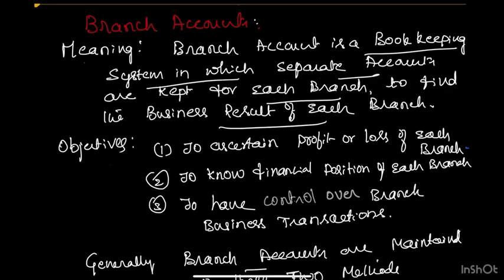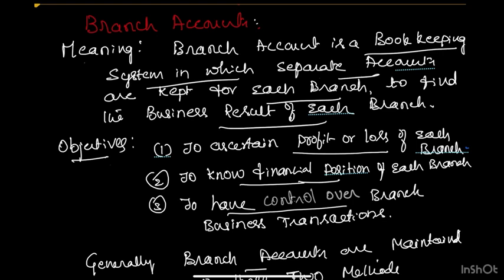So the books maintained separately for each branch is called branch account, and it is done with objectives like ascertaining the profit and loss of each branch, knowing the financial position of each branch, and having control over the branch transactions. So that they can understand the performance and take future decisions based on the financial activities of each branch.